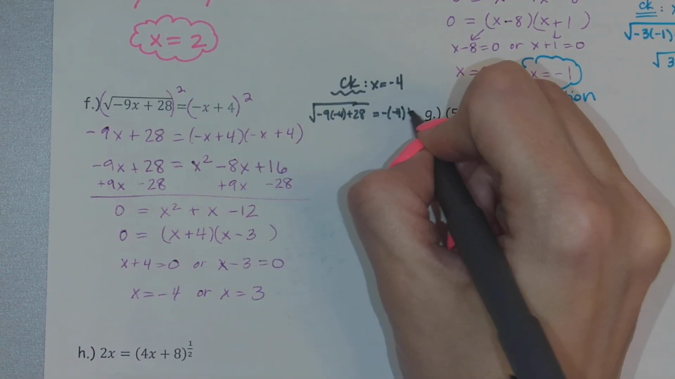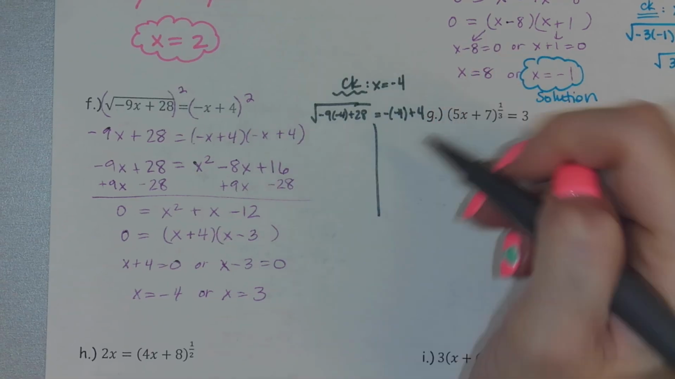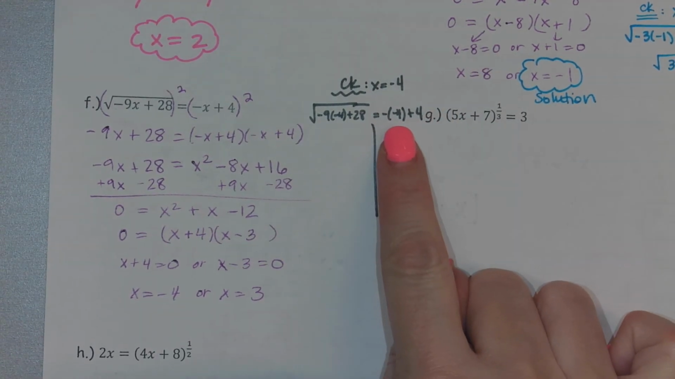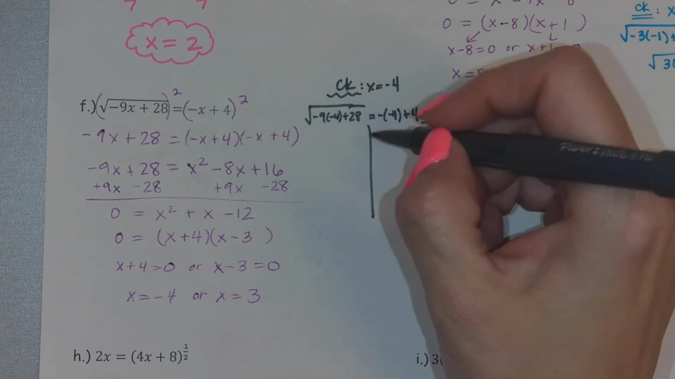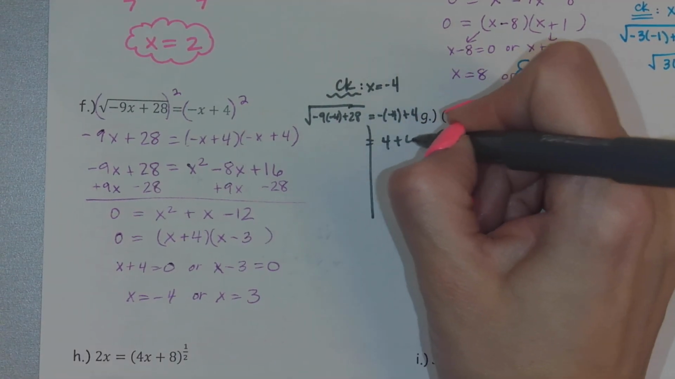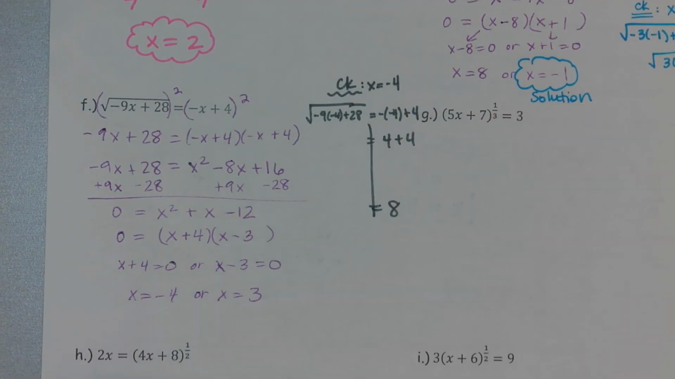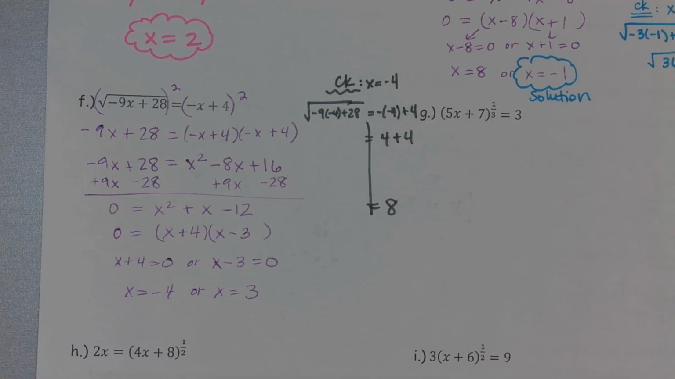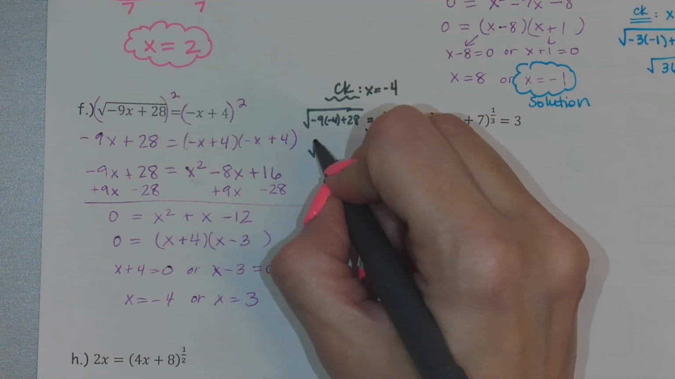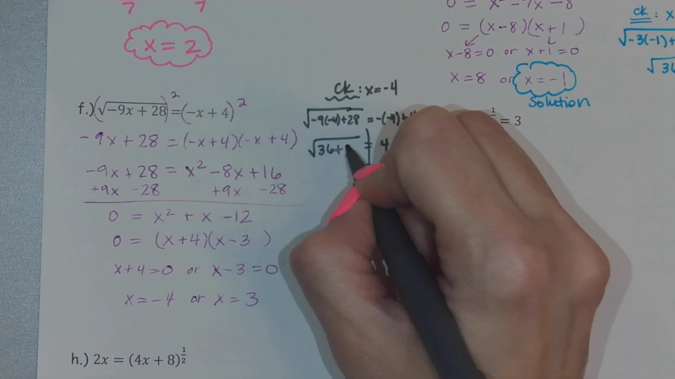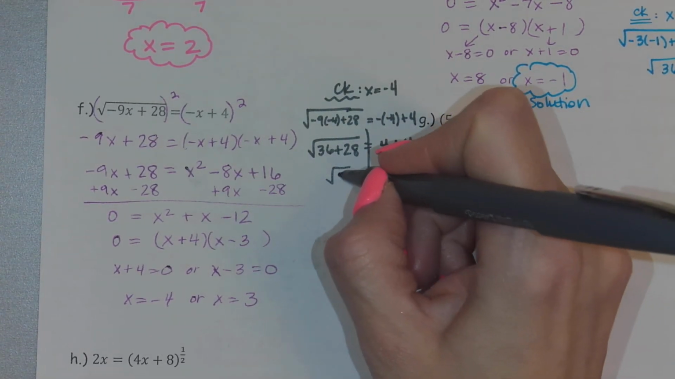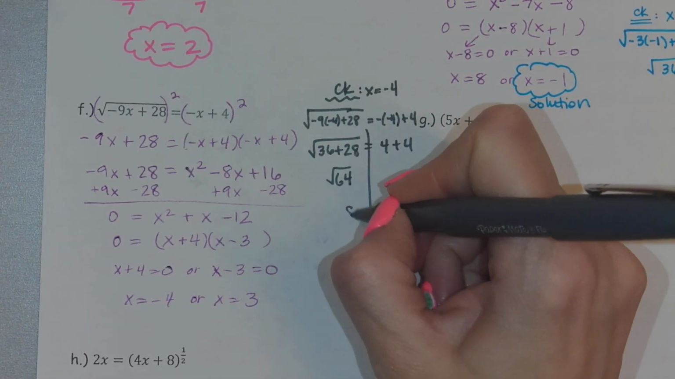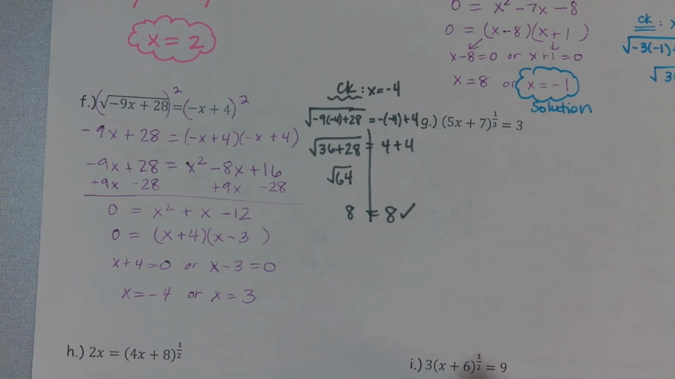So it can get tricky when you have all these negatives. This is a negative -4 or minus -4 plus 4, which is going to be 4 plus 4. So you get a +8 here. This is going to be 36 plus 28, which is the square root of 64, so then 8 equals 8. Yes, that is part of our solution.